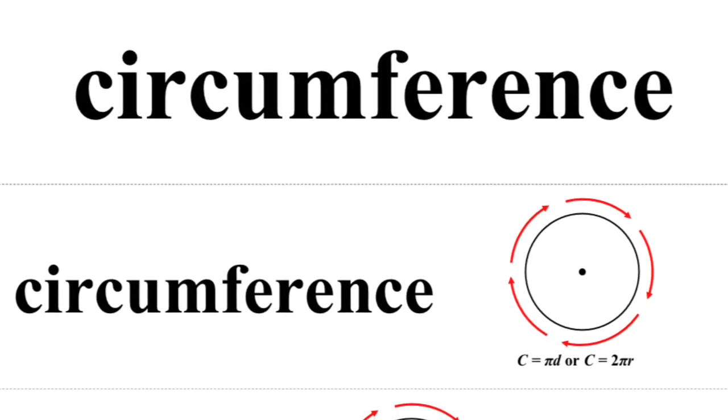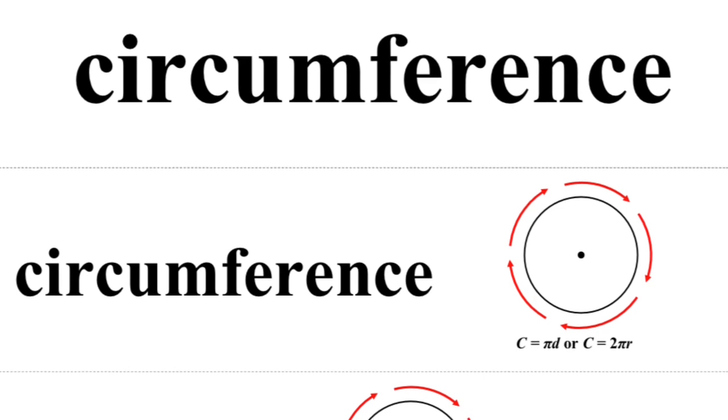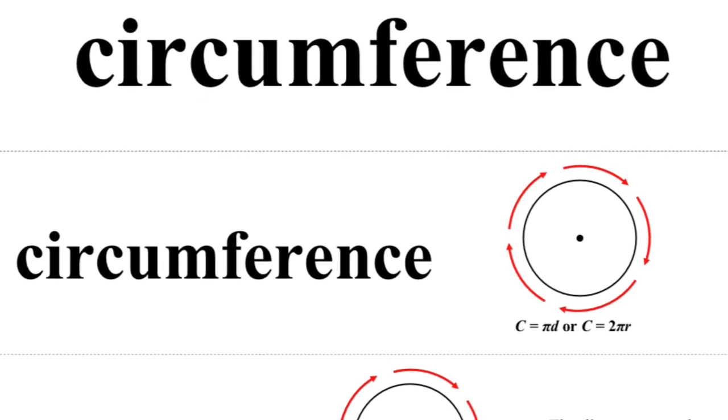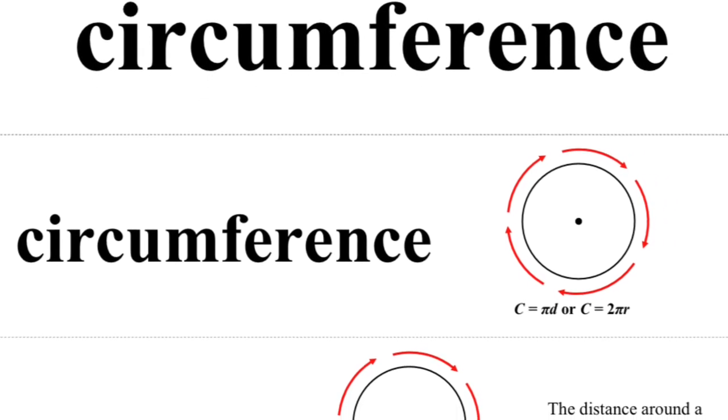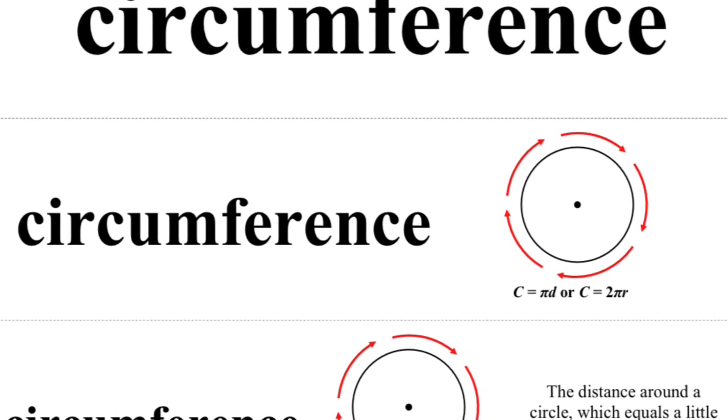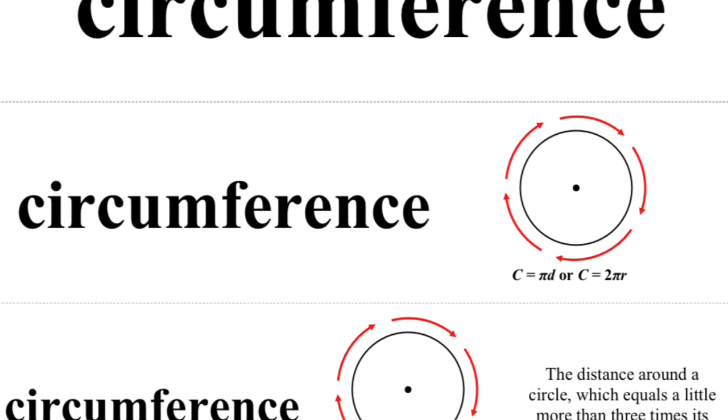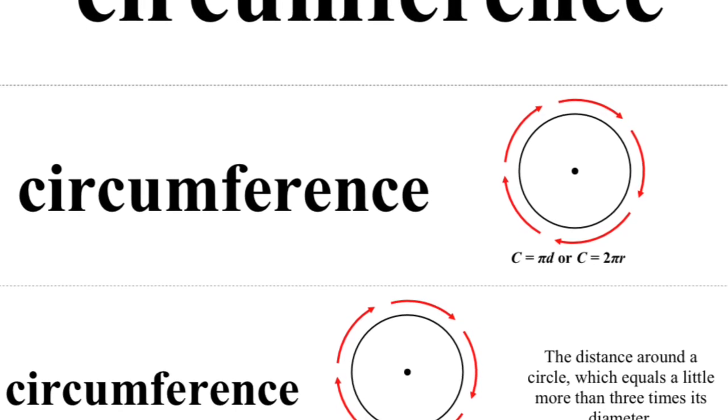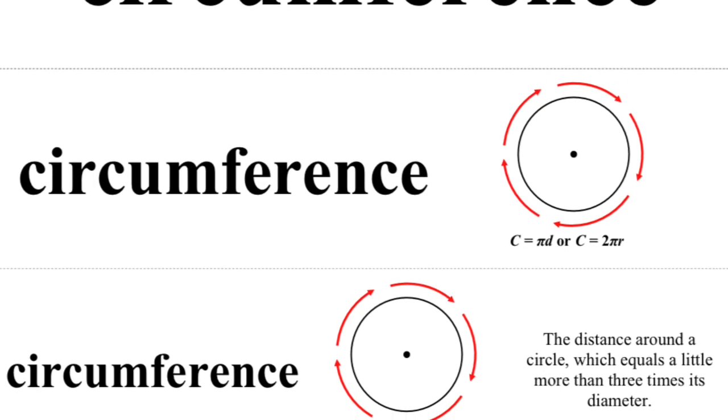Circumference is just a fancy way of saying the perimeter of a circle. In other words, what is the length of the outside of the circle? You can calculate that by doing C equals 2 pi r, or pi times the radius times 2.